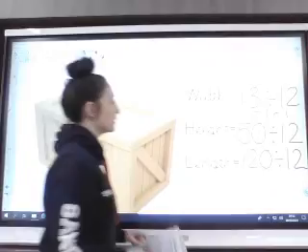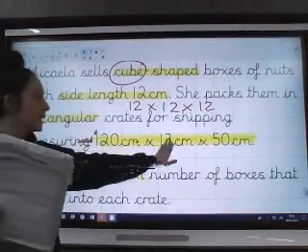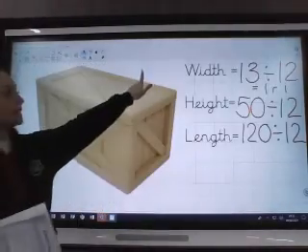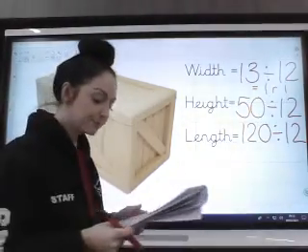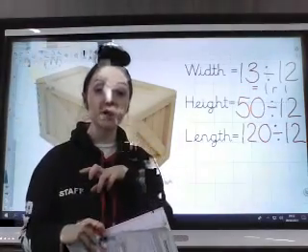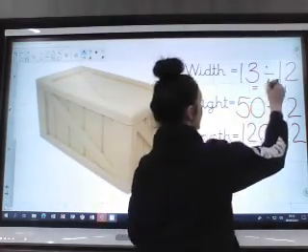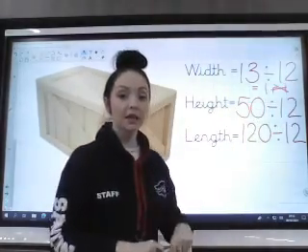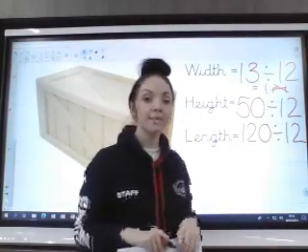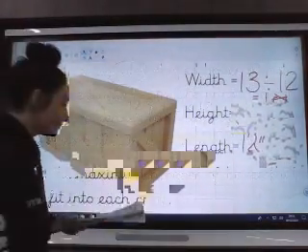Because remember, they were the measurements that we had, weren't they? Let's just scroll back up a second. 120 by 13 by 50. So I've used those measurements and divided them by the 12 centimetres. Once you've worked out those answers, then very similar to the one before, you need to multiply the full boxes. So for this one, you forget that remainder and you just multiply the 1 by the other answers. Multiply all 3 answers together and that will give you your answer to the question.